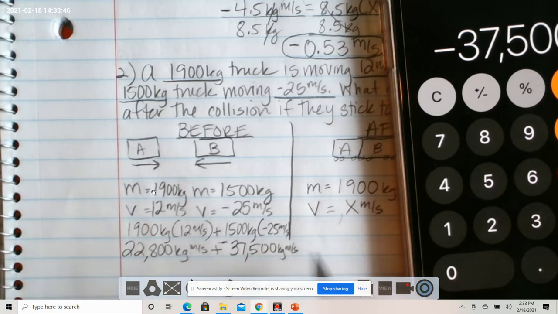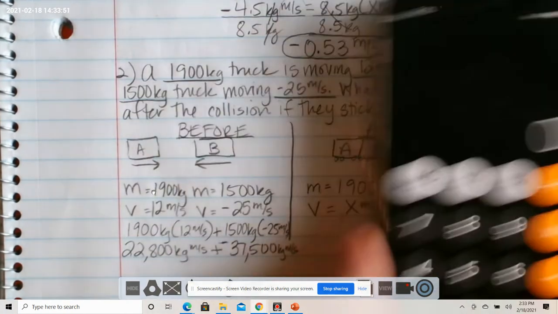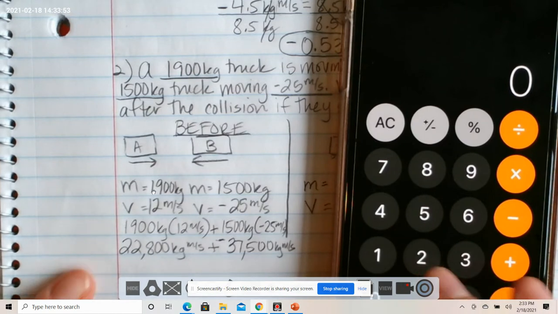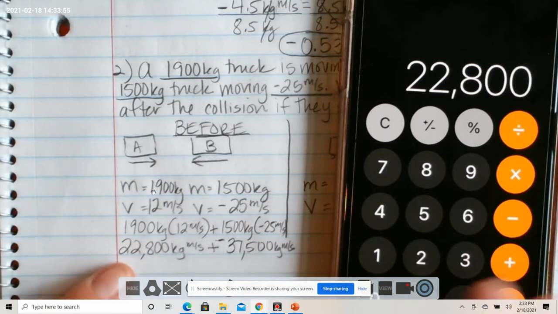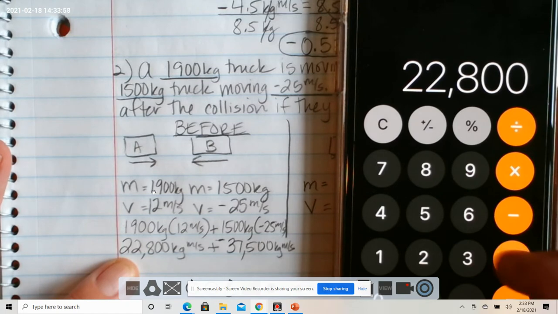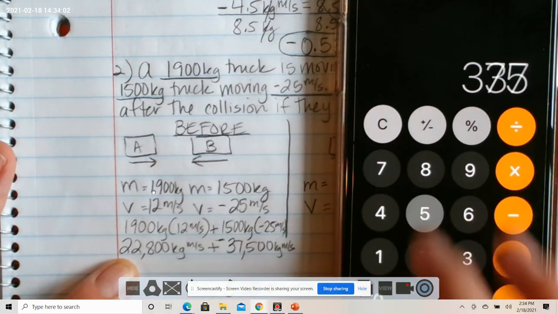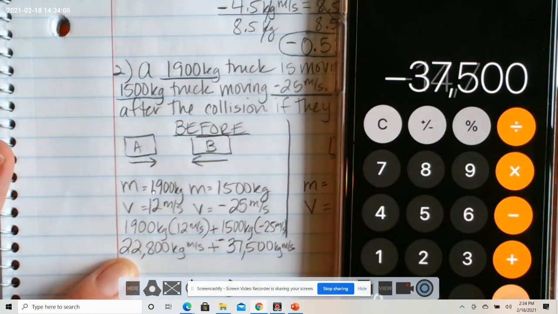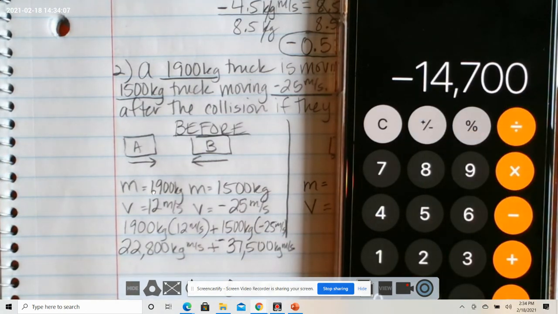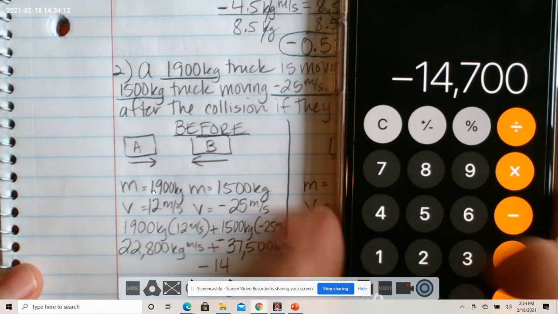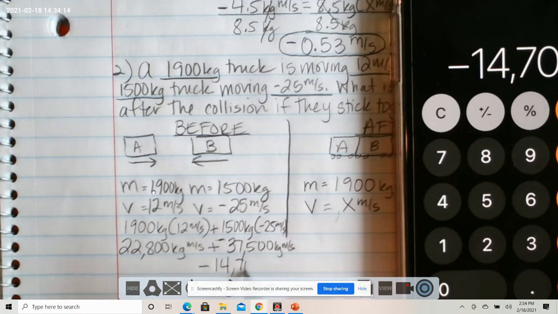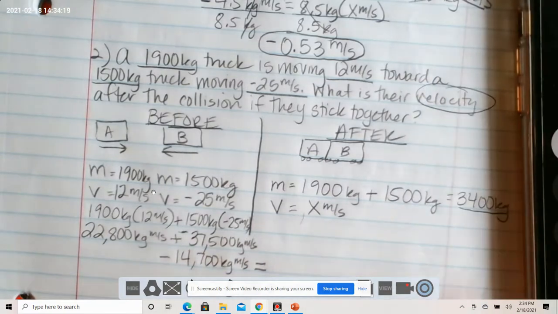So now we have like terms, kilograms meters per second, kilograms meters per second. We can add it. I should have just left that sitting in the calculator, but I didn't. So plug it in again, 22,800 plus 37,500 negative equals negative 14,700. I'm going to move it over here so I can have space. So 14,700 kilograms meters per second equals, got to do the other side, remember?